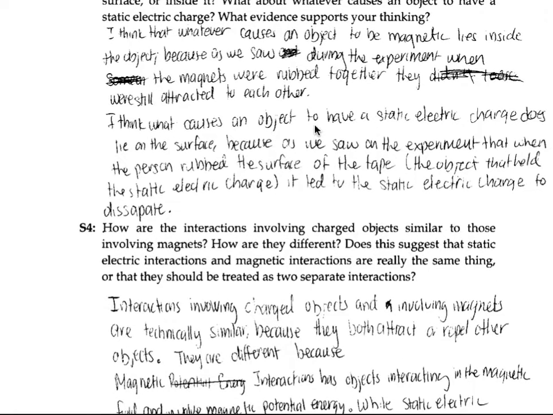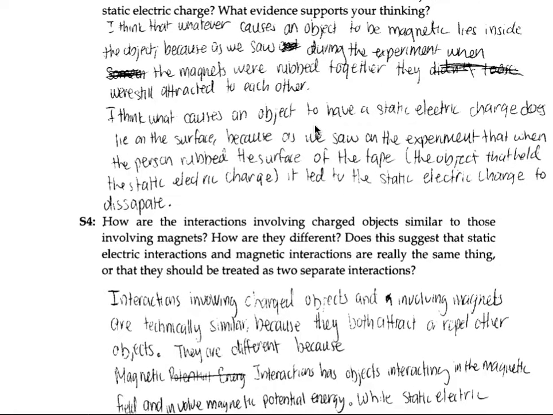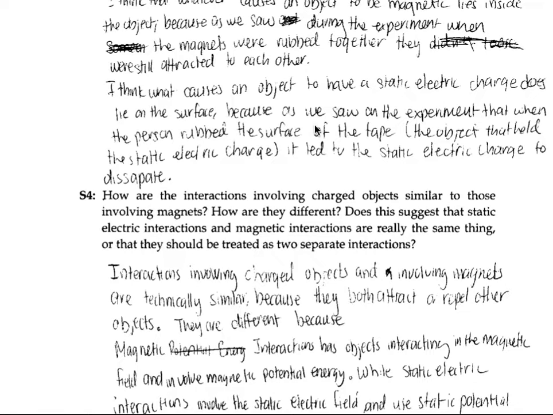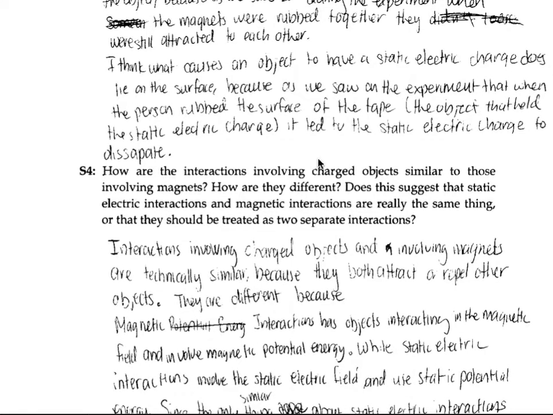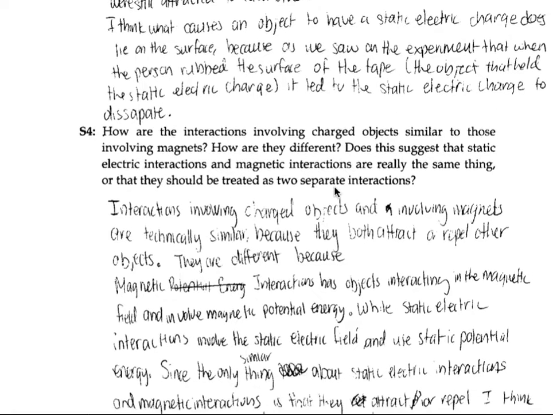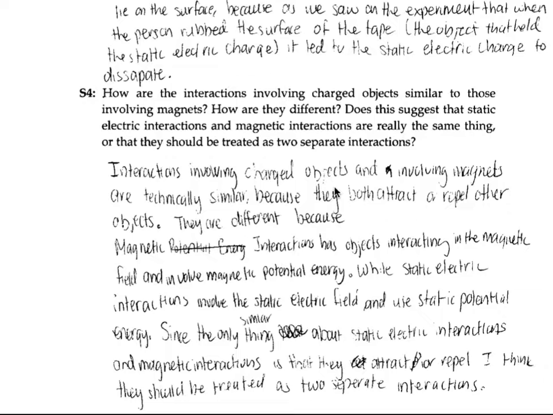Whereas we saw with the static electric charge, it lies on the surface because, as we saw in the experiment, when the person rubbed the surface of the tape, the object that held the static electric charge originally then lost the static electric charge. So that lies on the surface, where the magnet is inside. Magnetic charge is inside the object.